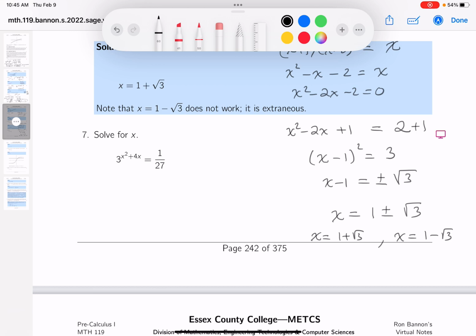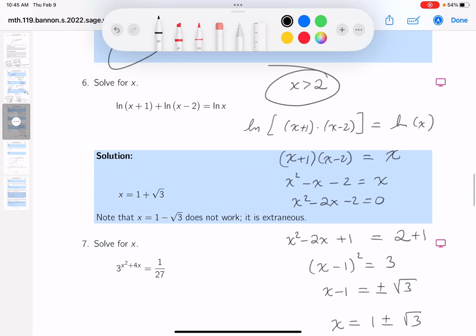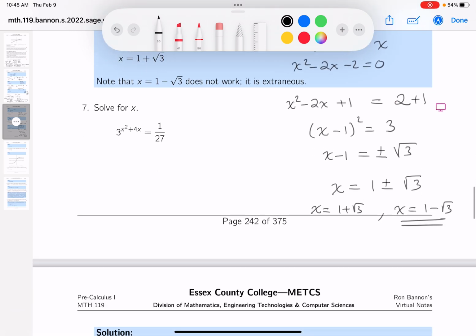Well, me, what I know about it, this answer can't be. I mean, this one here, why is that? That's actually less than 0. It's negative, and that's not possible. I had that the numbers have to be greater than 2. Well, let's look at the other one, and 1 plus root 3 is certainly greater than 2. So this is the only answer I'm arriving at.